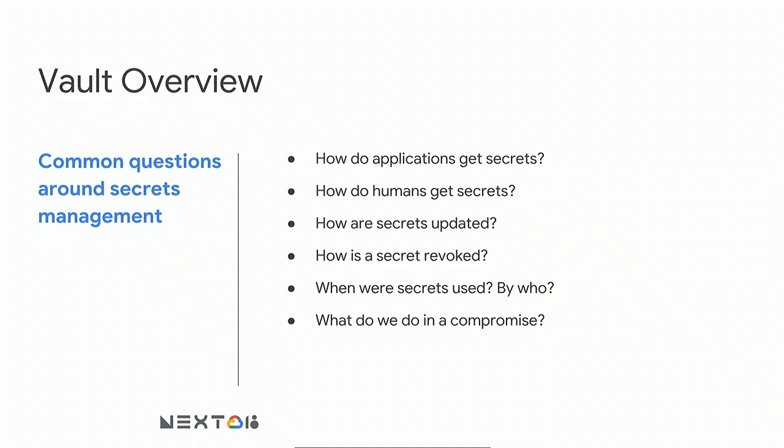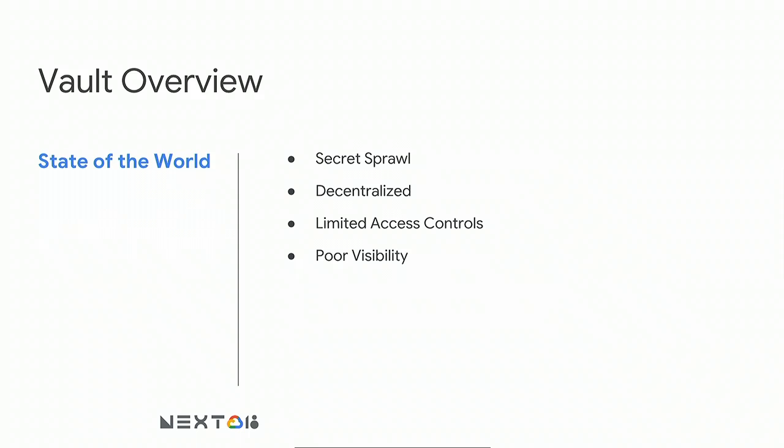How do I do forensics on who's done what when, if I'm trying to figure out, are we in a compromised situation? Where has this key leaked? And so what do we do in the event of a compromise? Everything from that forensic understanding to reacting to it to rotating it. So these are the hard questions that we'd like answers to.